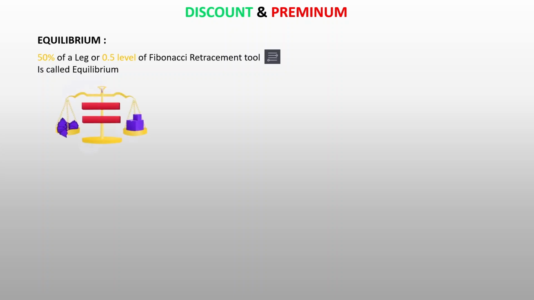Equilibrium is the 50% level of a Fibonacci retracement tool, or the 0.5 level, which is called equilibrium. The Fibonacci retracement tool looks something like this. We'll study it further. In general life, equilibrium means balance or equality on both sides. Similarly, in the market, equilibrium refers to the level where buyers and sellers are equal, both at 50%.